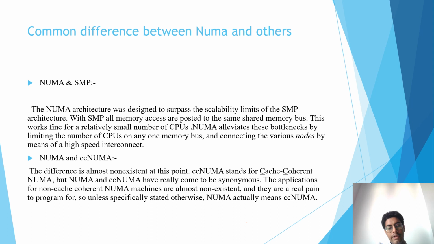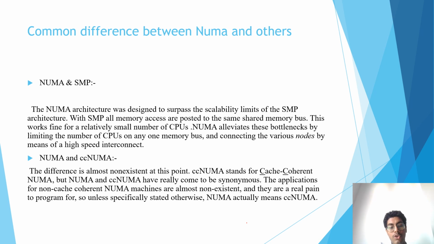Now, what is the difference between NUMA and CC NUMA? On the big scale, this is not distinguishable. The difference is almost non-existent. As I told you, CC NUMA stands for cache coherent NUMA. Yes, NUMA and CC NUMA have really come to be synonymous. Since they have no difference, we can call them synonyms.